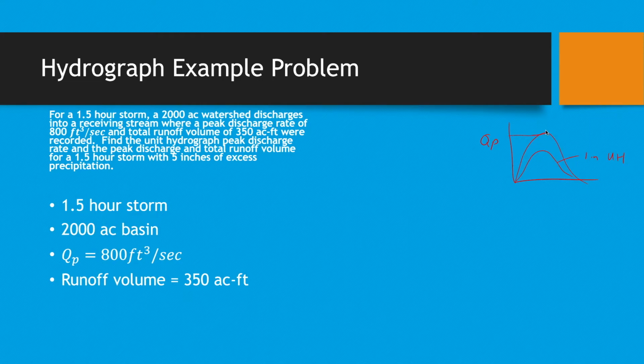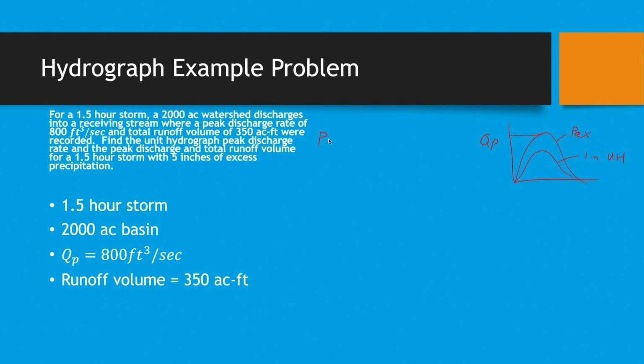That's not necessarily as important, but what we do want to do is convert this over to a 1 inch unit hydrograph, and in order to do that, we need to know what kind of storm event this is. And so we need to know what's the excess precipitation. Well, that's pretty easy to solve. Let me grab my notes.